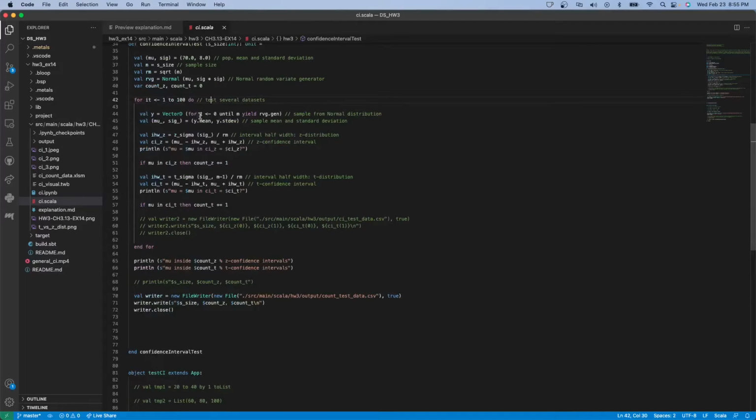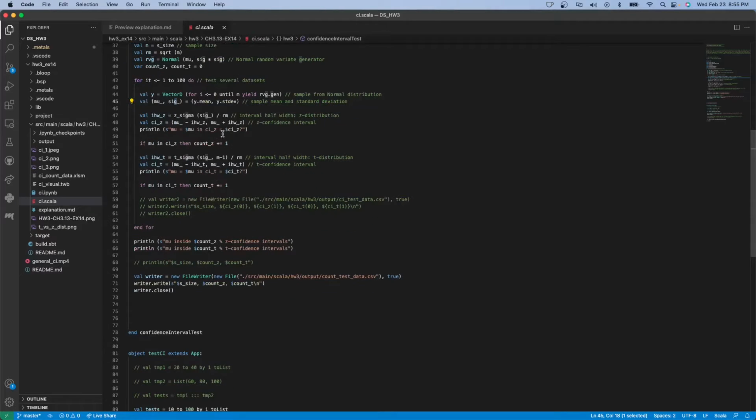Basically, we're taking that random variate generator, and we're going to take whatever the sample size is. We're going to go from 0 to the sample size, so we're going to take that many samples and save them in a vector y. Then we're going to take the mean and the standard deviation of that vector y and save them as mu bar and sigma bar, or whatever you want to call them.